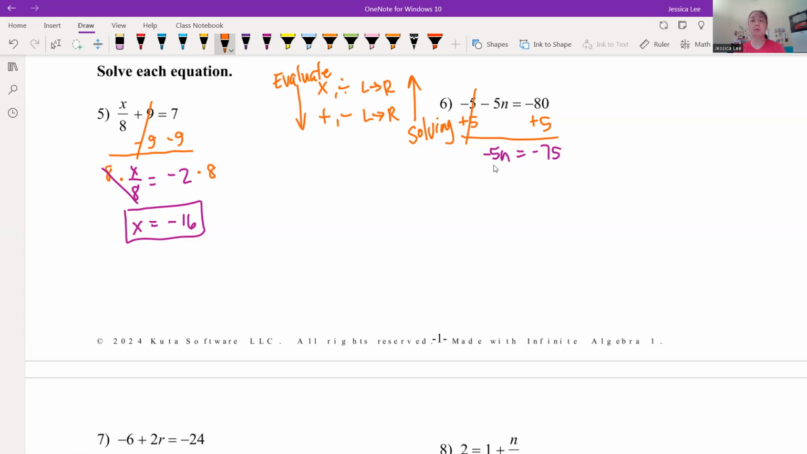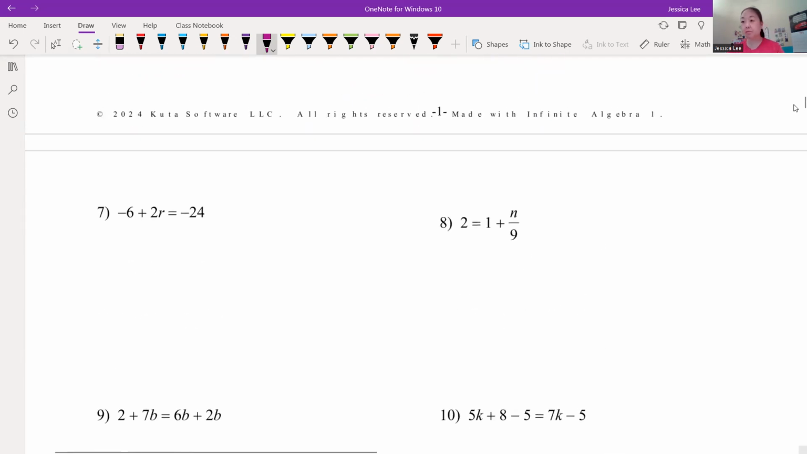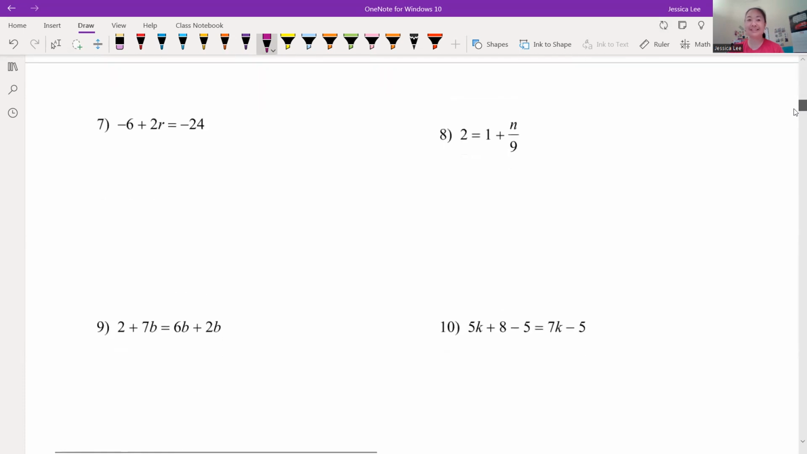But if you're like, I don't remember what that is, remember, divide by -5, because -5 times some number, we're dividing it, and we got n is equal to 15. All right, you could use your calculator to figure that out, or your head, because you've practiced your times tables, right?